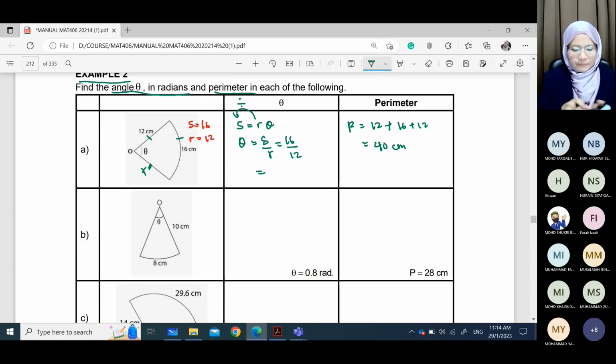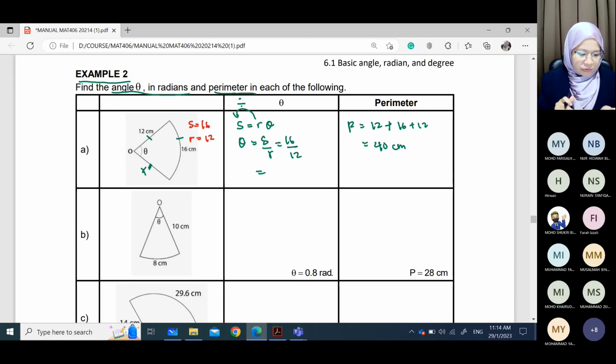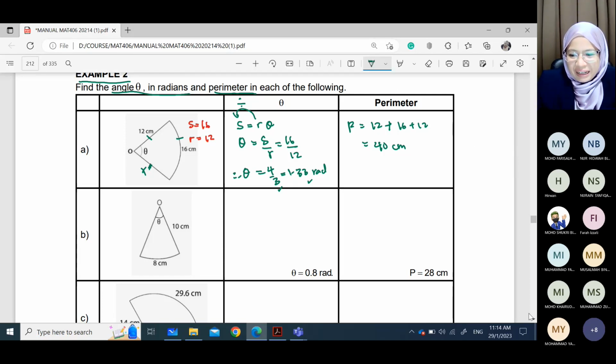So S is 16. R is 12. Okay, so selesaikan 16 over 12. So the answer here is 4 over 3. Ataupun dalam decimal 1.33 radian. Okay, so therefore the angle here is 1.33 radian. Macam tu. So kalau you nak bagi jawapan dalam bentuk pecahan boleh, dalam decimal places pun boleh. Tak ada masalah. Okay, so therefore the angle here is 4 over 3 radian and the perimeter for this sector is 40 cm. Boleh? Boleh buat?